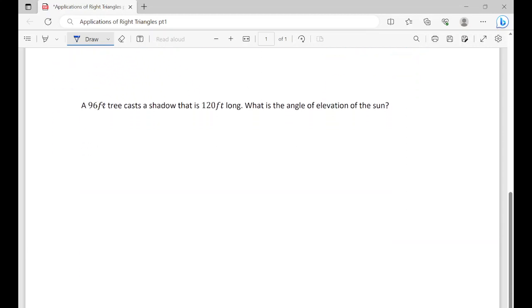Next, a 96-foot tree casts a shadow that is 120 feet long. What is the angle of elevation of the sun? Again, I want to draw a right triangle. Obviously, this one's bigger than the last one. A 96-foot tree casts a shadow that's 120 feet long. So the tree is going to be here, 96 feet, and the shadow is going to run along the ground, 120 feet. Now this is what I know, but it's asking what the angle of elevation is.